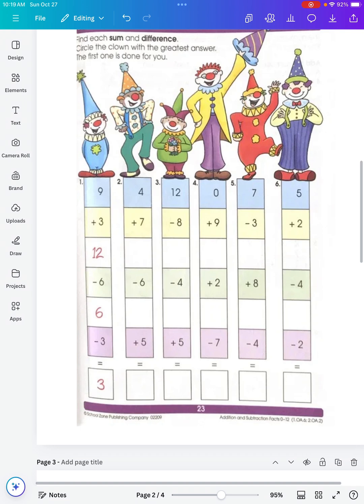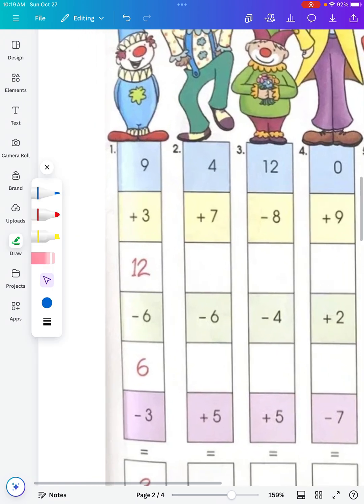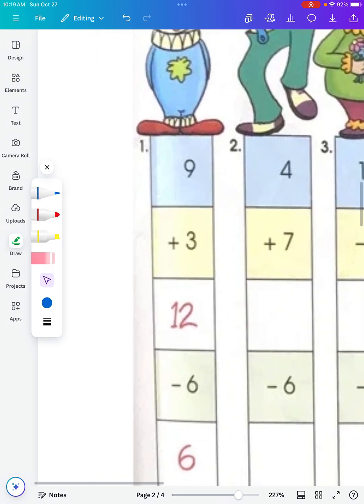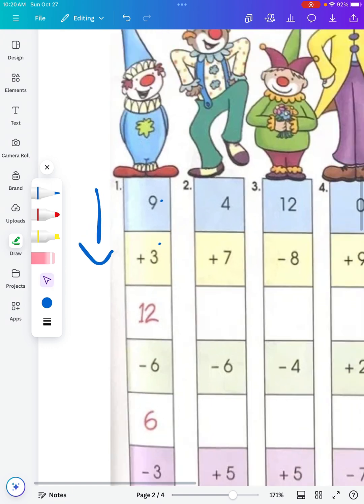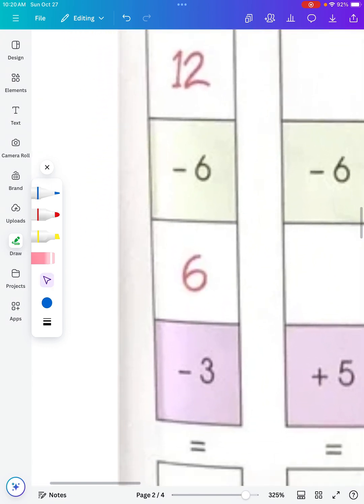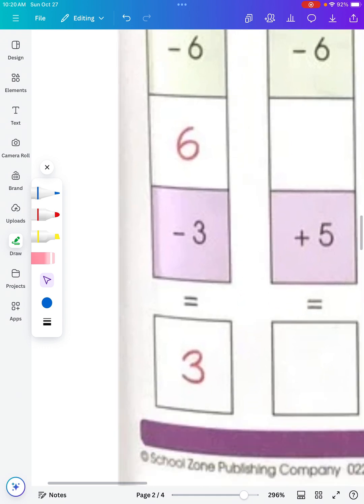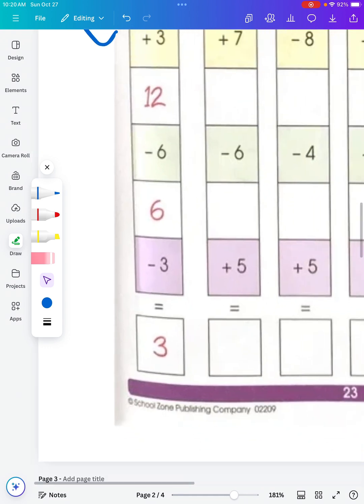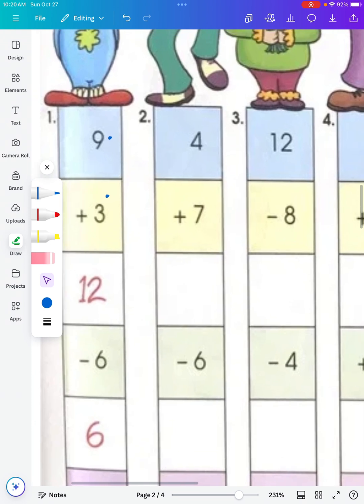9 plus 3 equals 12, and we're reading it downwards like this. So 9 plus 3 equals 12, and now 12 minus 6 equals 6, and 6 minus 3 equals 3, which is our final answer. Okay, let's start question 2.